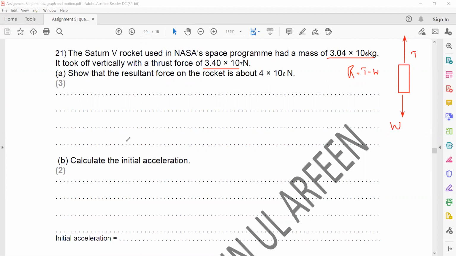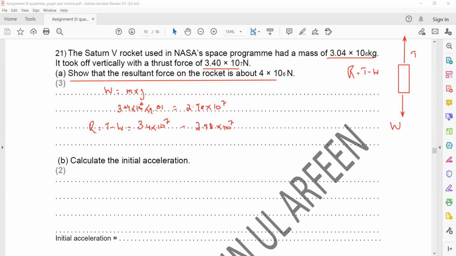The mass is given. First we have to convert this mass into weight. We have the formula W = mg, so weight is equal to mass multiplied by gravity. The mass was 3.04 × 10^6 multiplied by gravity, 9.81. This gives us 2.98 × 10^7. Now to get the resultant force, because the resultant force is thrust minus the weight: thrust was 3.4 × 10^7 minus the weight, 2.98 × 10^7. So the difference will be 4.2 × 10^6 newtons, which is the resultant force on this rocket.